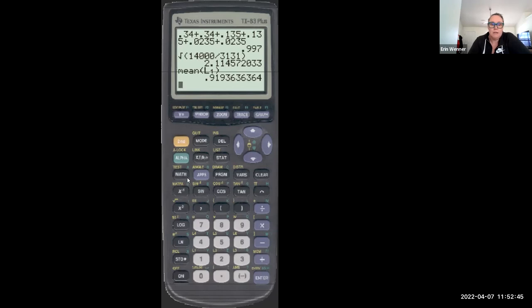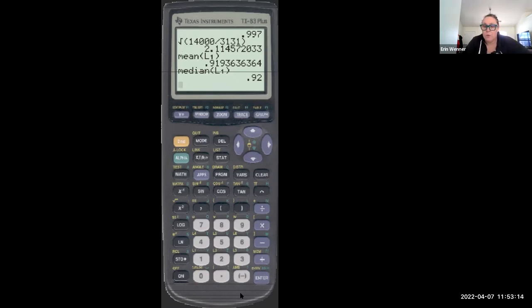Now to get to the median, again, we repeat our steps of going into this list menu. So we press second, stat, go over to math, go down to median, and press enter. Now to get that L1 again, we're going to press second and then the number 1 in parentheses, and we get 0.92. The only problem is that good old calculator won't find our modes for us. You've got to do that visually, unfortunately, but it will find the mean and the median for you.